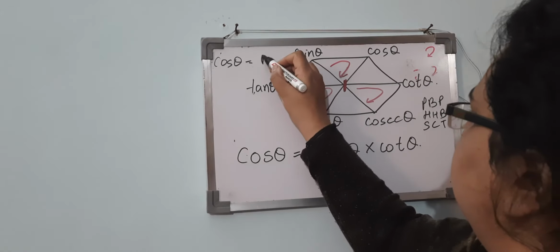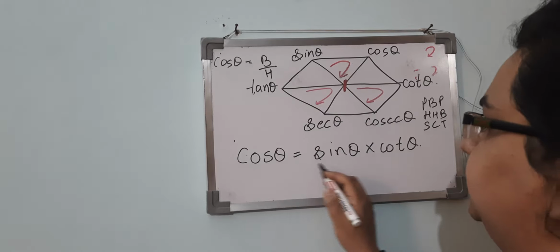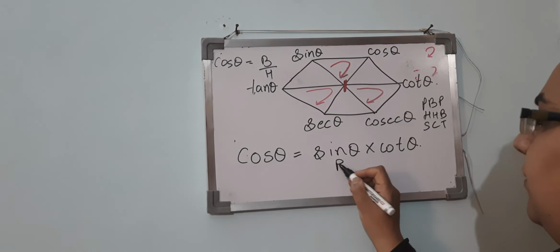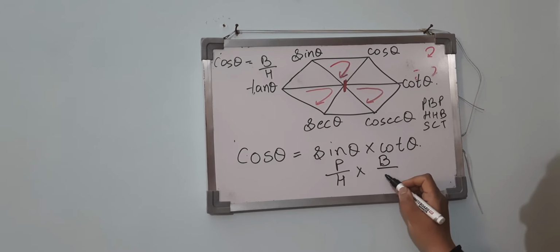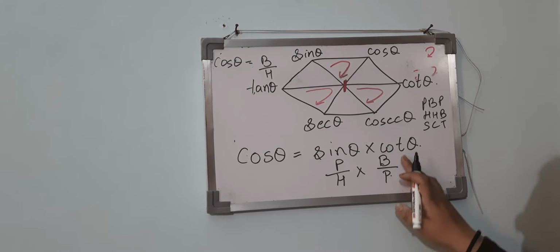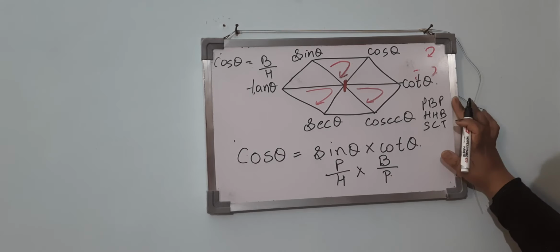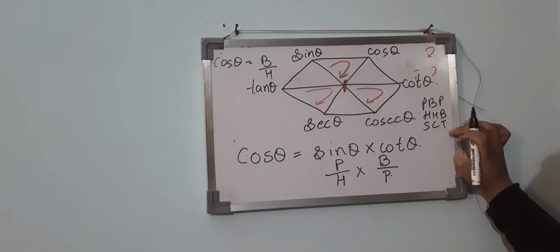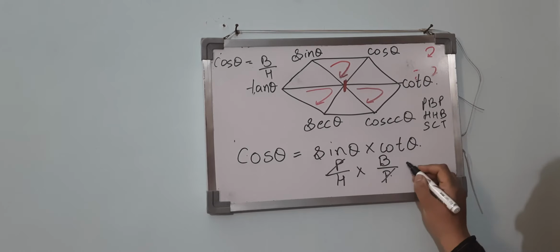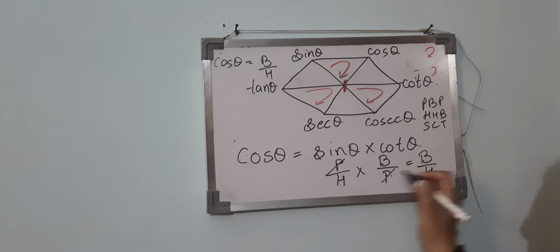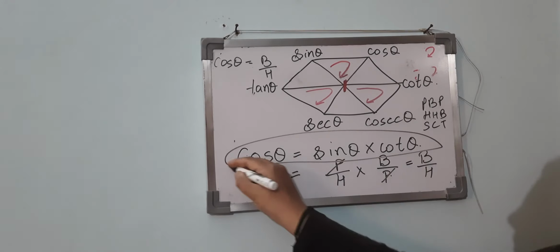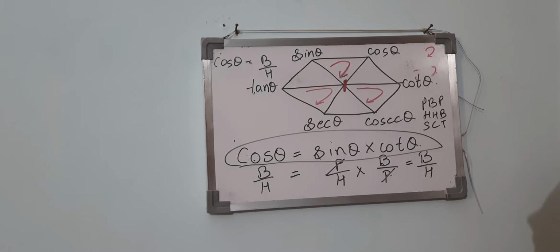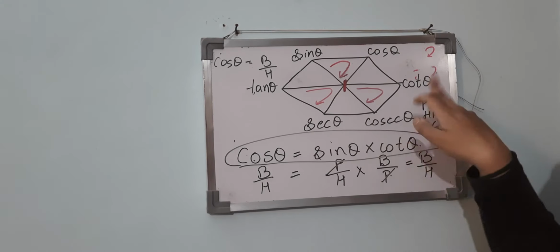So cos theta is base over hypotenuse, sin theta is perpendicular over hypotenuse, and cot theta is base over perpendicular. Why base over perpendicular? Because tan theta is perpendicular over base and cot theta is the inverse of tan theta. So this will be cancelled out and you get b over h. Here also we have b over h. So this is proved.